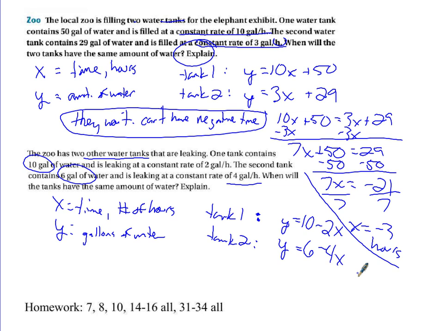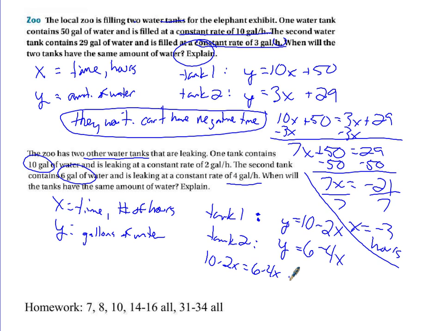Now what? Yeah, we want to use substitution on this one. You can use any method you want, but in this case, because we have equations that are already solved for a variable, it's very easy to use substitution. So I can say that since y is 10 minus 2x, I can plug that in right there for that y. And I wind up with 10 minus 2x equals 6 minus 4x.